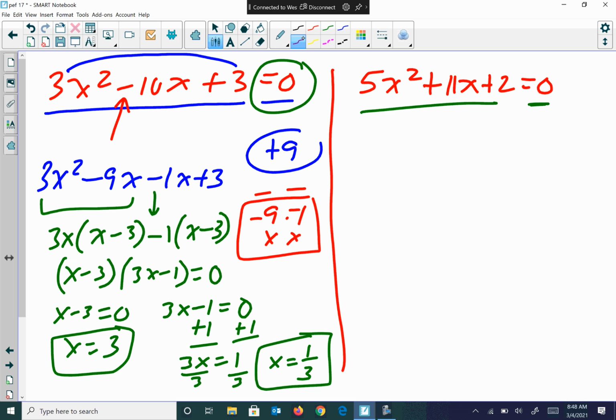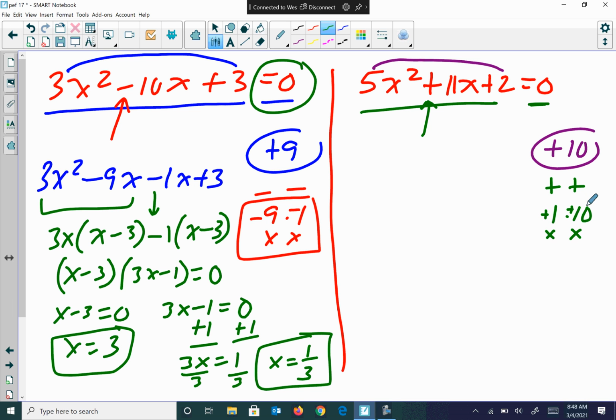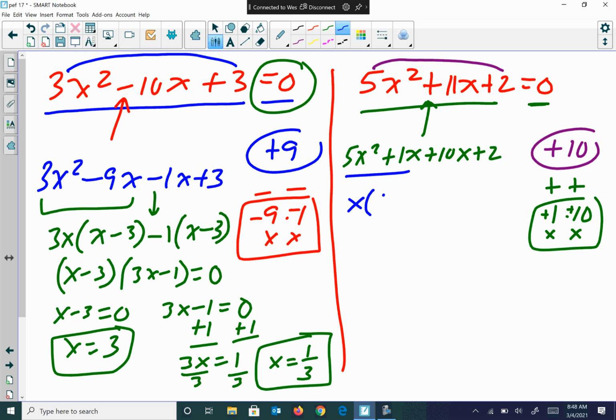If my x squared value has a number in front of it, it does. It has a 5, so I'm going to multiply those. That gives me positive 10. Both of the factors have to be positive because that's positive there. I think 1 and 10: 1 times 10 is 10, 1 plus 10 is 11. They're both positive. X is with both. So I get 5x squared plus 1x plus 10x plus 2. Factor on x, so that gives me 5x plus 1.